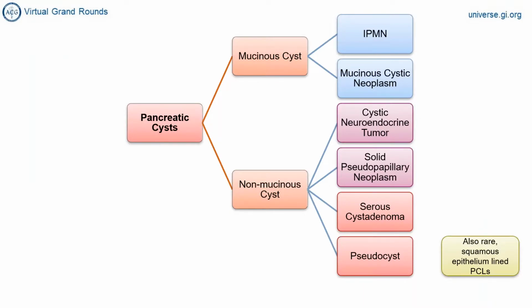So pancreatic cysts are broadly classified into mucinous and non-mucinous cysts. The mucinous cysts include IPMN, which is intraductal papillary mucinous neoplasm, and mucinous cystic neoplasm. The non-mucinous cysts, which is all the other cysts, include cystic neuroendocrine tumor, solid pseudopapillary neoplasm, serous cystadenoma, and pseudocysts. The other rare types of cysts, which are lined by squamous epithelium, include epidermoid cysts and lymphoepithelial cysts.